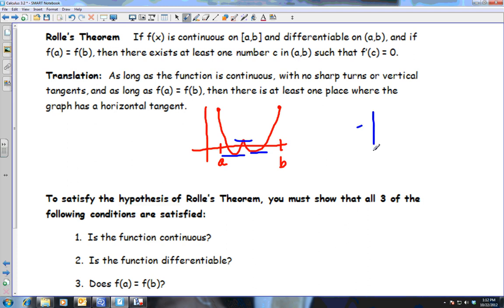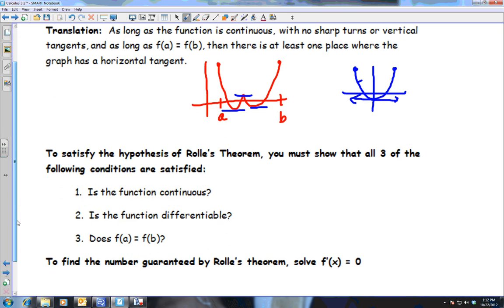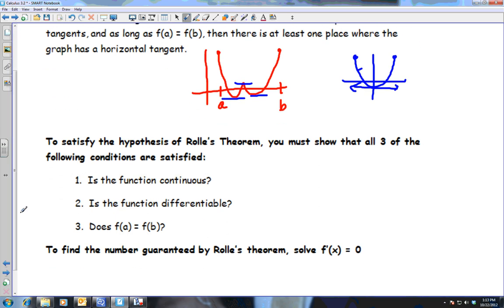Okay, same thing if I just had a graph that looked like this. Here's my closed interval. My f of a equals my f of b. Here's my horizontal tangent. Okay, so you have to have 3 conditions in order for Rolle's theorem to be satisfied. Here are the 3 conditions. The function has to be continuous. The function has to be differentiable on that interval, then f of a has to equal f of b. So before you can even use Rolle's theorem, those three things have to apply. And to find the number guaranteed by Rolle's theorem, we're going to find the derivative and set it equal to 0.